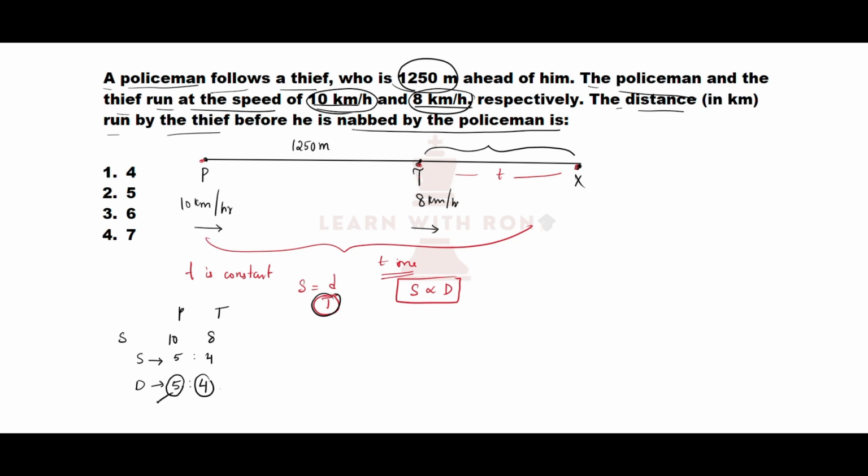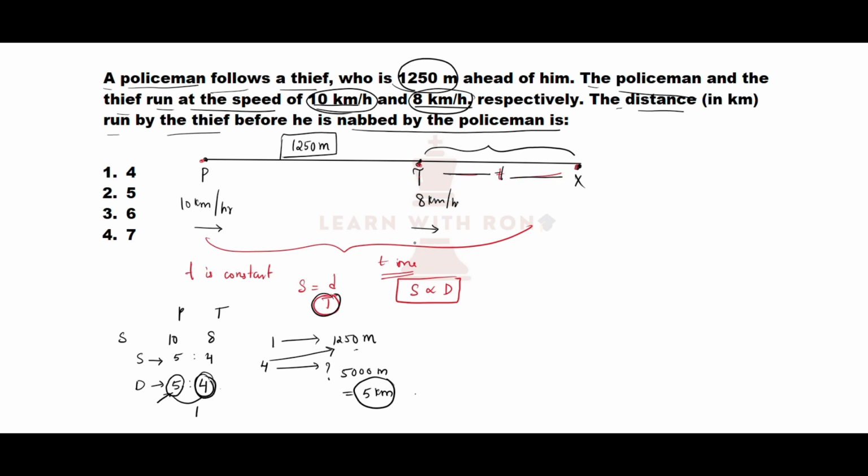So what is the 1 part the police has covered? Which is 1250 meters, right? So the difference here, 1 part, is 1250 meters. They asked us to find the distance traveled by the thief, which is 4 parts. 4 times 1250, how much? 5000 meters. They asked us to find in kilometers, so 5 kilometers.